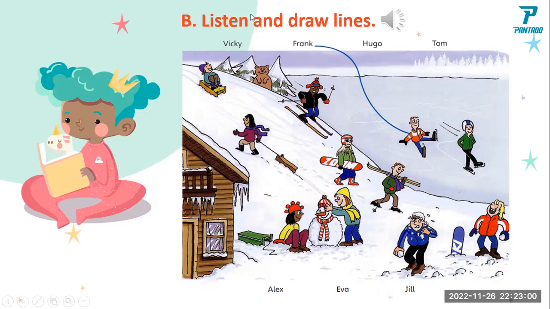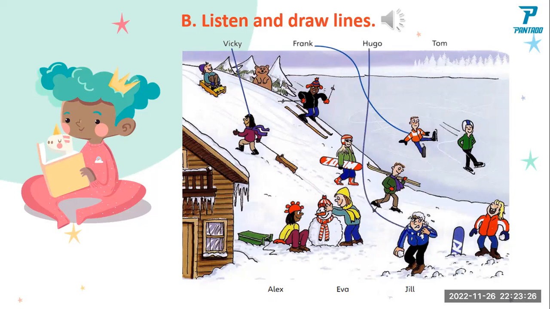Okay. So do you have an idea now? So who are the people in this picture? Okay, first we have Vicky. What is Vicky doing in the picture, Lee? You tell me what Vicky is doing. Vicky is a sledge.